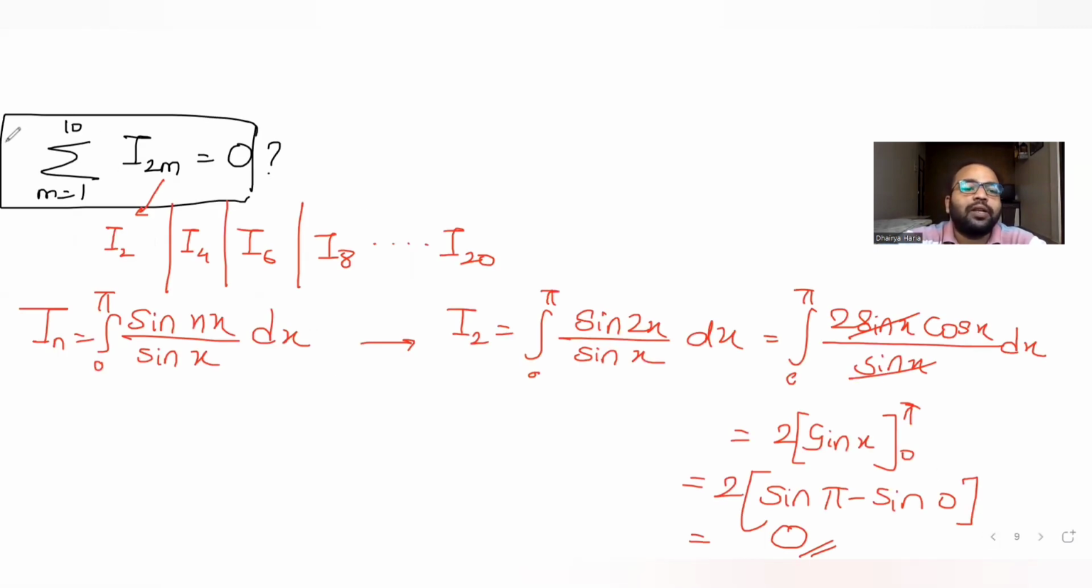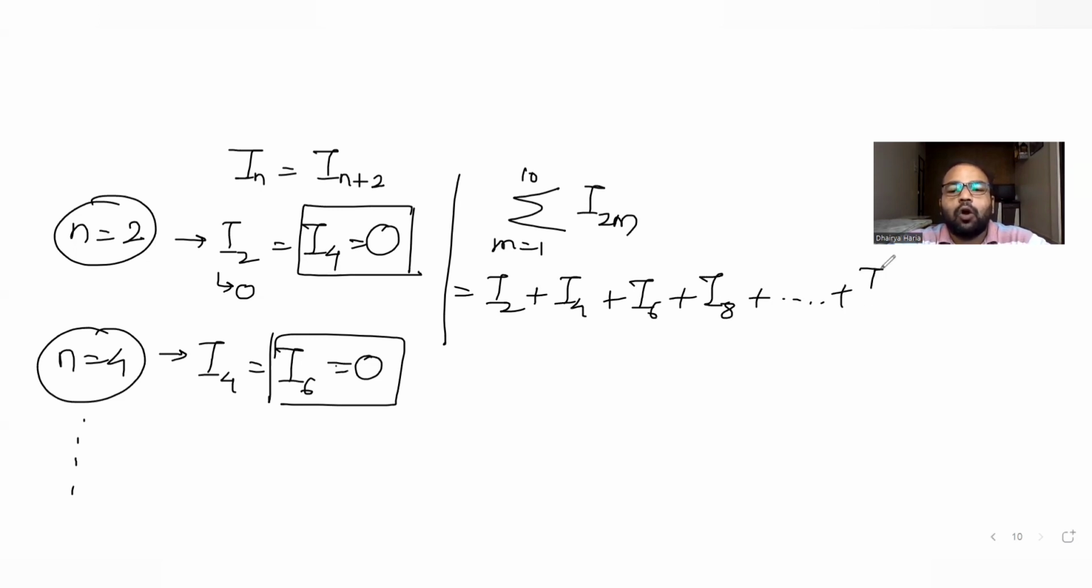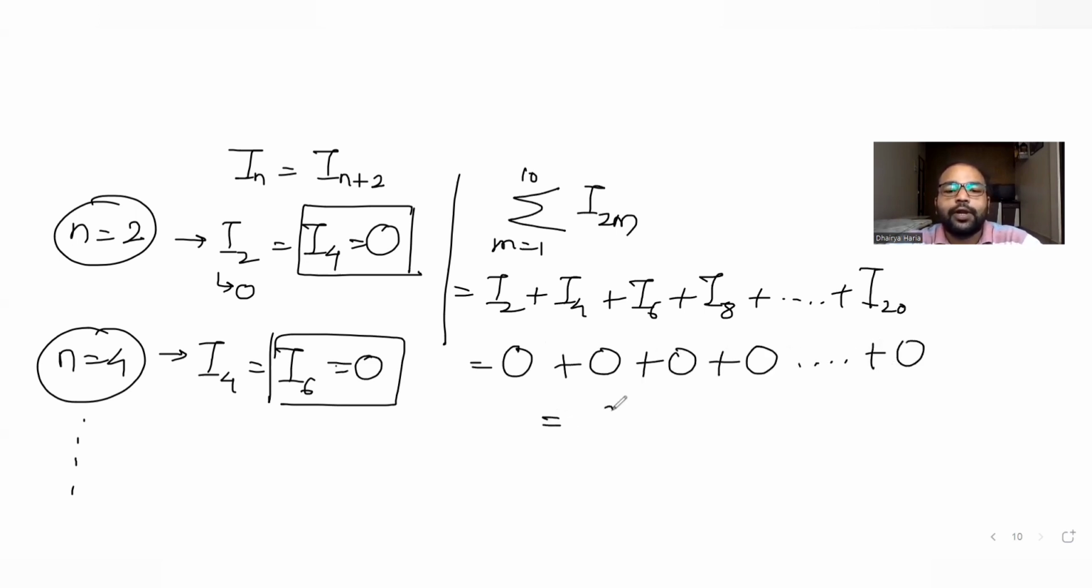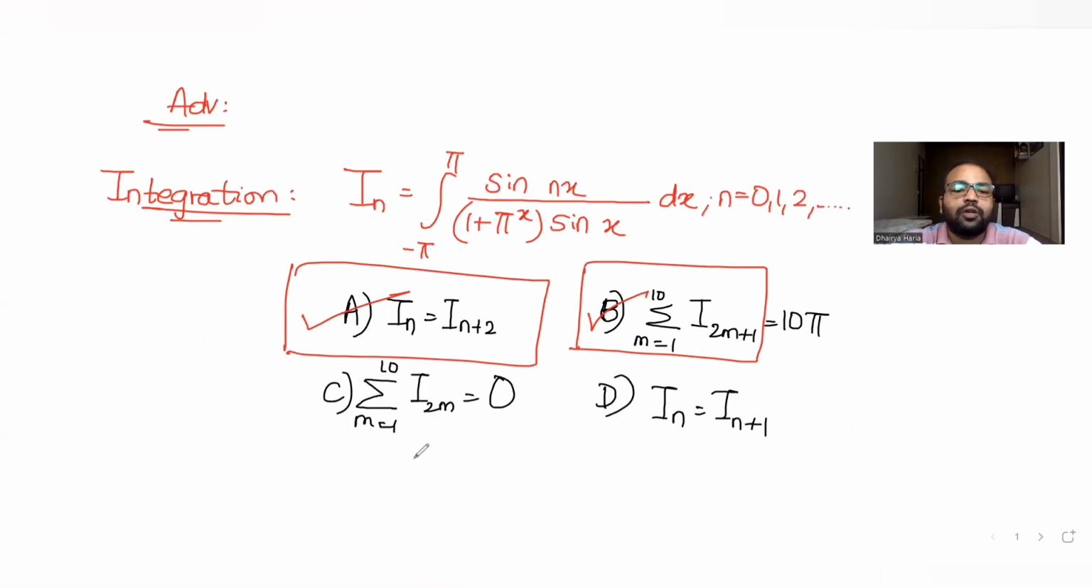So when we had to find the sum of m equal to 1 to 10 of I of 2m, that's equal to I2 plus I4 plus I6 plus I8 till I20. All of these even multiples turn out to be 0. And when you're adding 0 10 times, that's going to turn out 0. So again, the third option, which asked us to find the sum of the even multiples of I for m equal to 1 to 10, is also turning out 0. So C is also the correct answer.